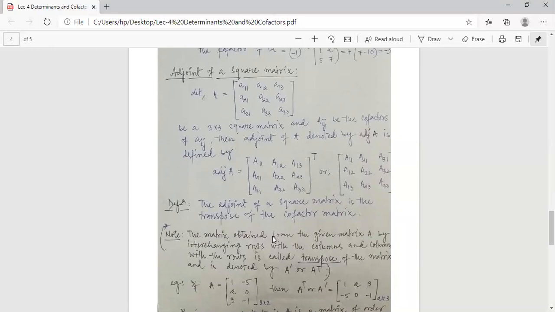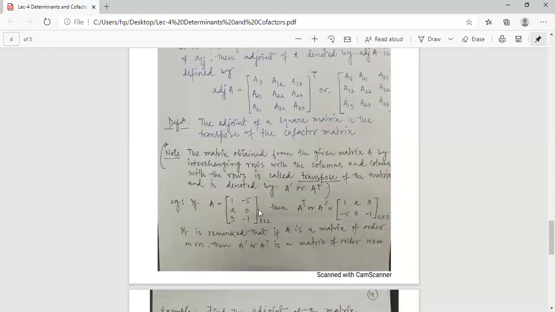A matrix obtained from the given matrix A by interchanging the rows with the columns or columns with the rows is called the transpose of the matrix, and it is denoted as A transpose or A dash. If we have a matrix A of order 3 by 2, 1 minus 2, 2, 0, 3 minus 1, it has first row, second row, third row, 3 rows, 2 columns, first column, second column.